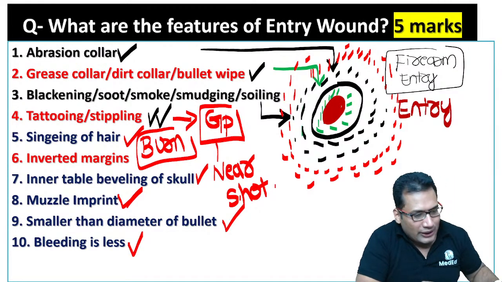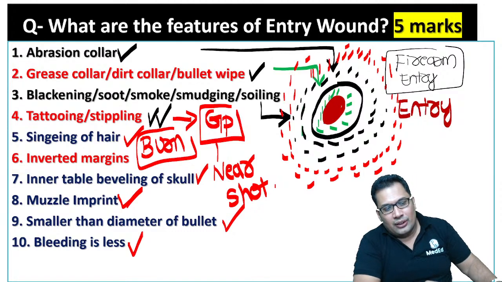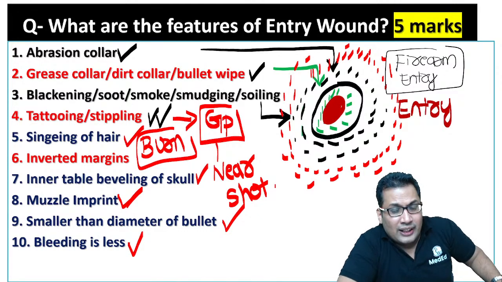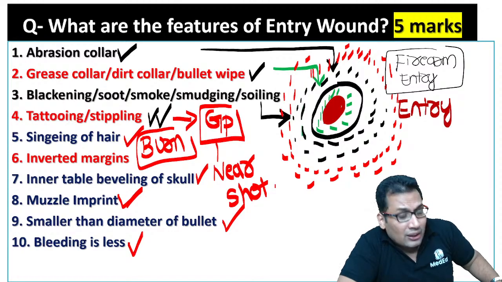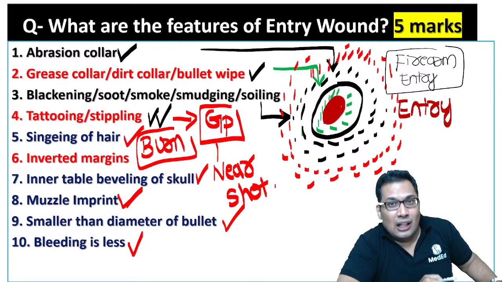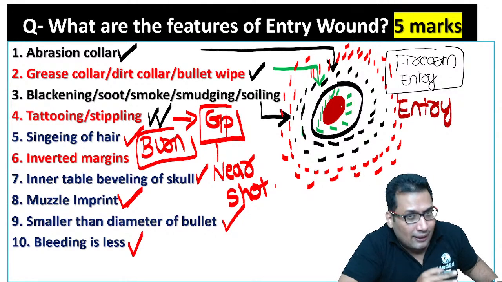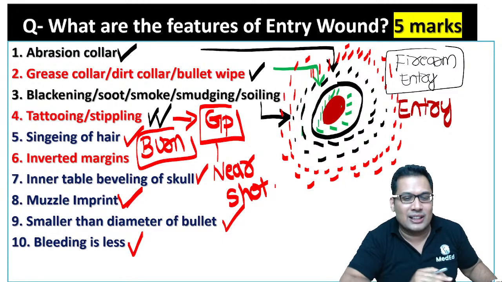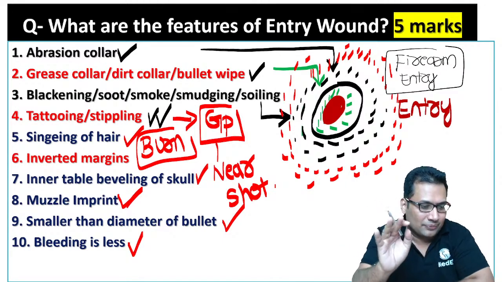So theoretical points, guys. 10 points. Opposite is the exit wound. In exit wound, abrasion collar absent, grease collar absent, blackening absent, tattooing absent, singeing absent, everted margin, outer table beveling, muzzle imprint absent, larger diameter, bleeding is more. So this is how you should write the exit.